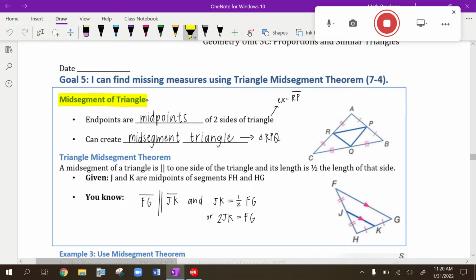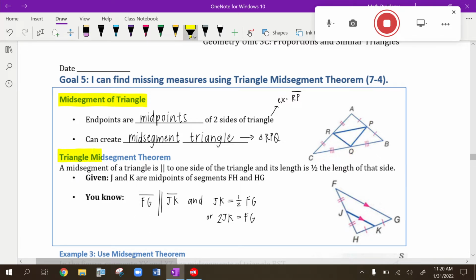It's important that you know the definition of a midsegment of a triangle. The endpoints are the midpoints of two sides of a triangle. For example, RP is a midsegment of this triangle ABC. PQ is also a midsegment. RQ is also a midsegment. You can use all three midsegments together to create what's called the midsegment triangle. For example, triangle RPQ is the midsegment triangle on this triangle ABC.